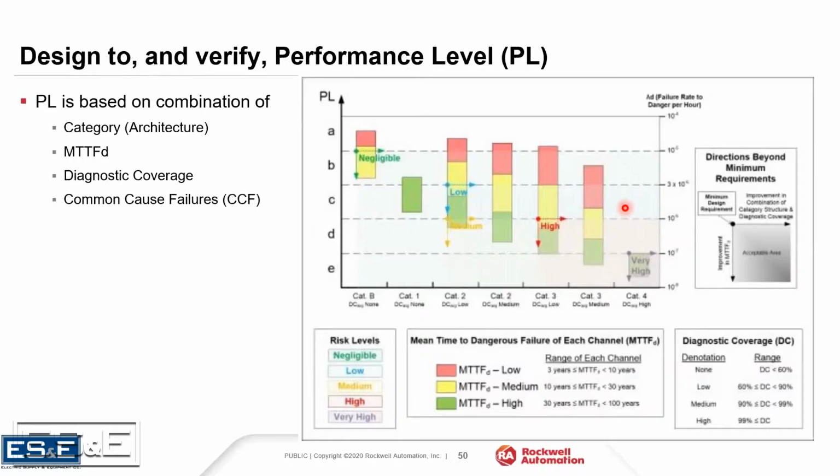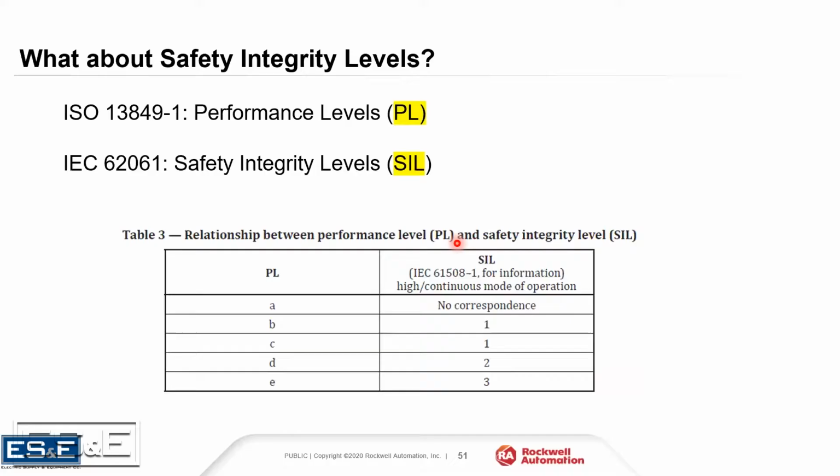So how do safety integrity levels relate to performance levels? Again, this chart comes out of 13849. And what you'll find is that there's a relationship, like Eric said, so they're not different from one another. They're very similar to each other. As an example, that performance level C, like we mentioned on the previous slides, is really equivalent to a SIL level 1 in particular, and so on down through the chart itself.